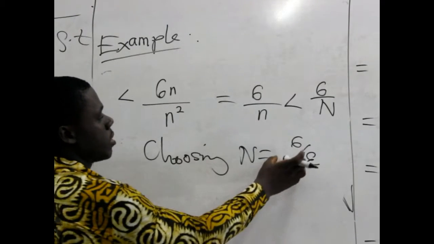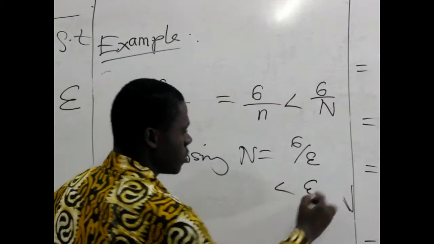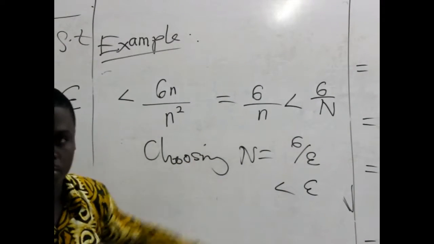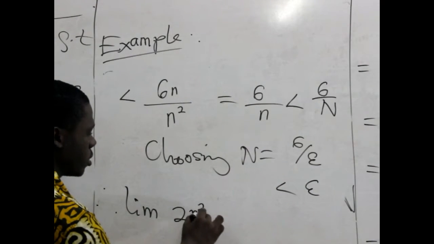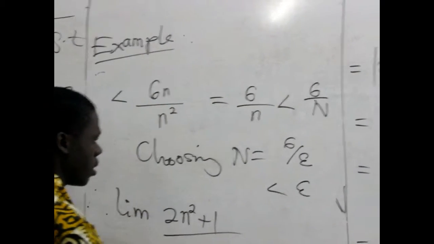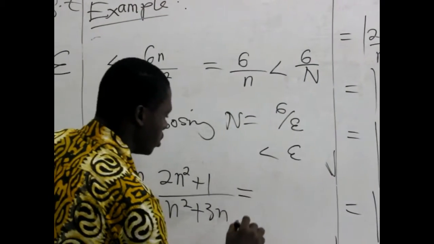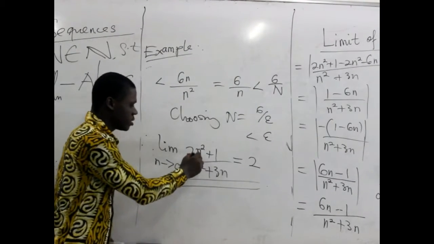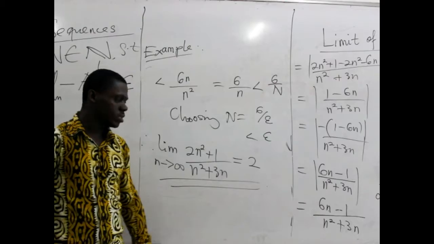So meaning that when we substitute this for N here, we're going to have everything to be less than epsilon. Once we've been able to show that all that we have is less than epsilon, then we can conclude that therefore the limit of the sequence, that is, 2n squared plus 1 divided by n squared plus 3n as n approaches infinity, is actually equal to 2. So we've been able to conclude that the limit of the given sequence as n approaches infinity is equal to 2. Alright, so everything has been proved.